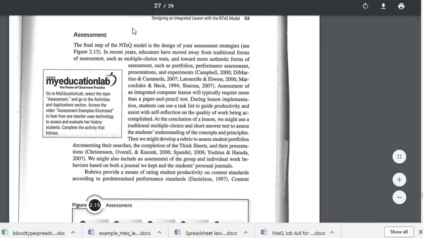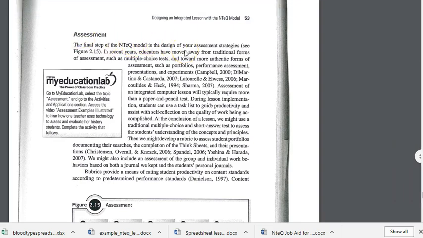So regardless of the supporting activities, assessment though is still the final step of the NteQ model. It's where you can do a multiple choice test, or you can go toward more authentic forms of assessment such as a portfolio, a performance, a presentation, or an experiment that the students have designed. Assessment of an integrated computer lesson typically requires more than just a paper and pencil test.